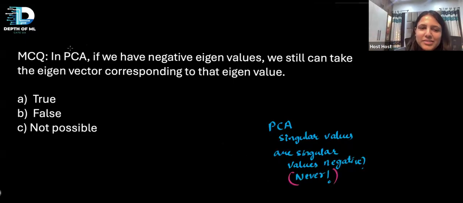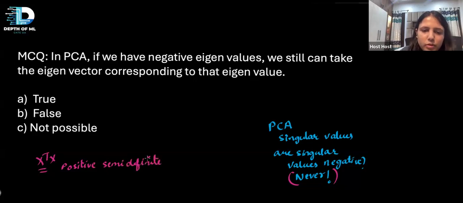So PCA will always have positive or zero eigenvalues. So what kind of a matrix is this? X transpose X. It is symmetric. So if it has positive or zero eigenvalues, what do we call that kind of a symmetric matrix? Positive semi-definite, right? So this is not possible.